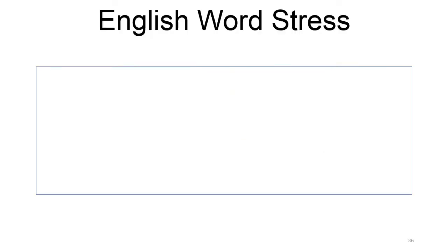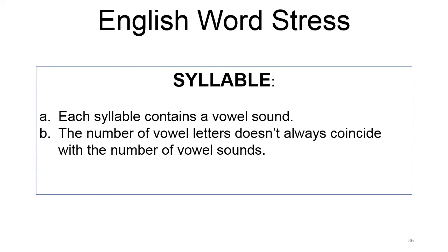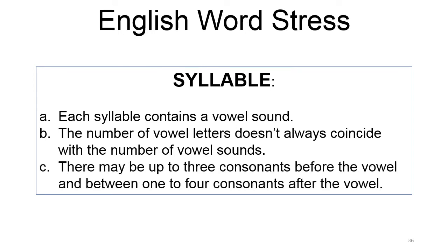Before we look at guidelines for English word stress, let's remind ourselves what a syllable is. A syllable has one vowel sound, and remember we're talking about sounds, not letters, so the number of vowel letters is not the same as the number of vowel sounds. An important piece of information is that in English you can have up to 3 consonants before the vowel and between 1 to 4 consonants after the vowel.